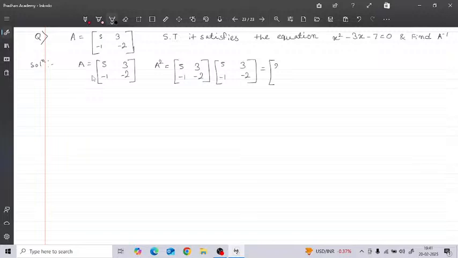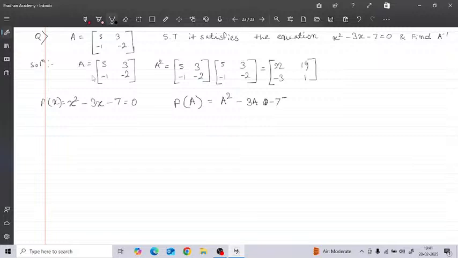25 minus 3 is 22, 15 minus 6 is 19, minus 5 plus 2, minus 3, minus 3 plus 4 is 1. Okay, so that's my A square. Then we have to show that the matrix satisfies this polynomial, this equation. So put this matrix here. So suppose this is f(x). Now put A here. So we will get A square minus 3A minus 7I.